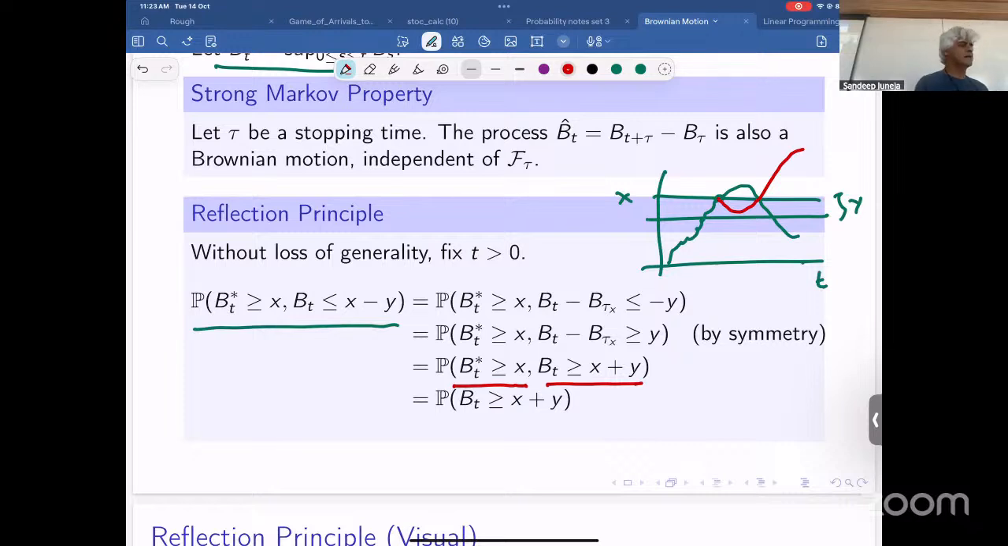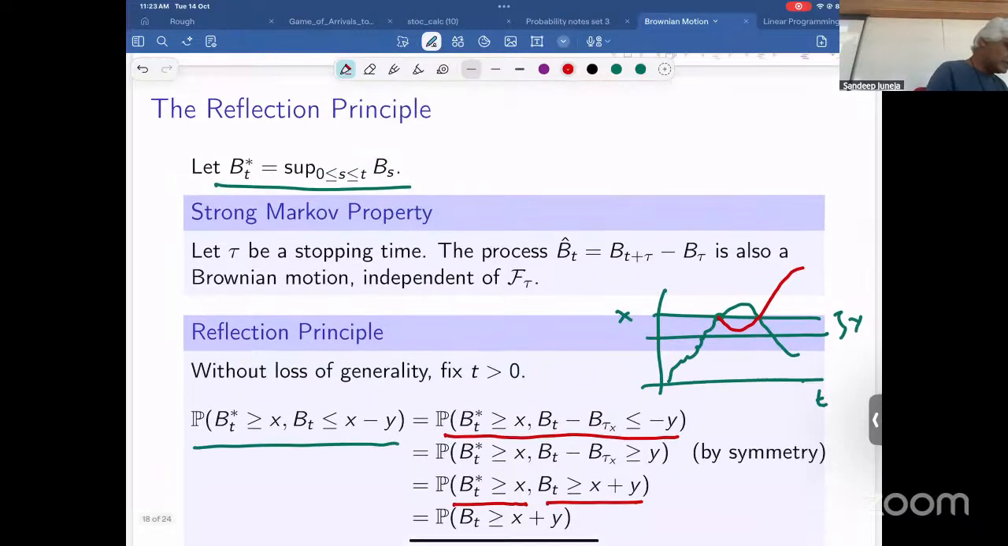What is B_tau? Tau_x is the stopping time when you hit x. It's the process at the time when you hit x. So if B star_t is greater than or equal to x, that means you must have hit x by that time. So B_tau_x is equal to x. And it exists because you're looking at paths where it exists.